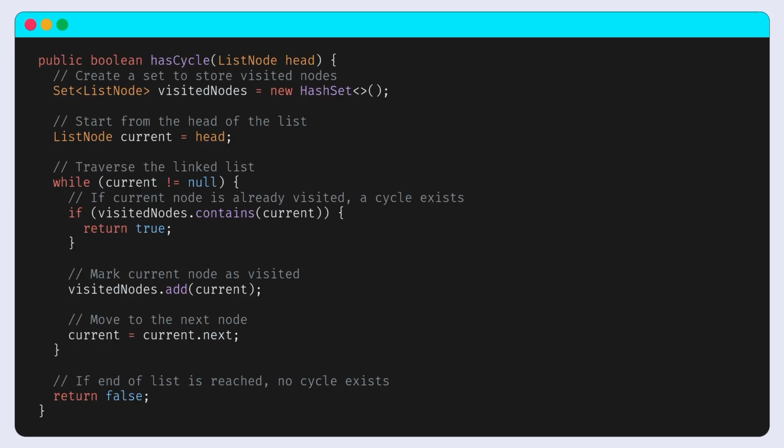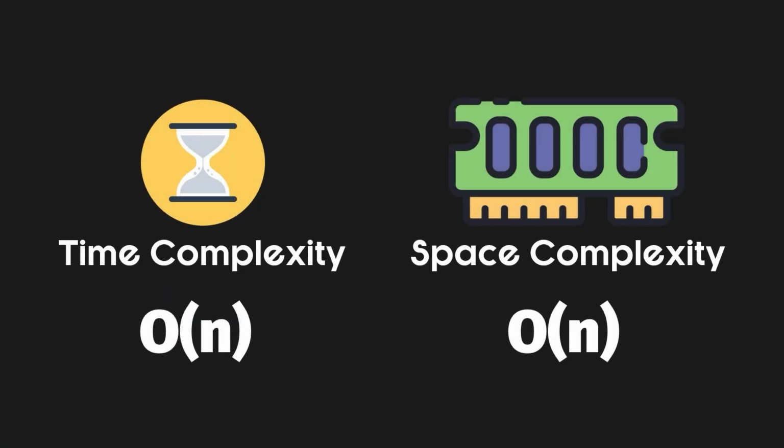As for the time complexity, this approach runs in O(n) time, where n is the number of nodes in the linked list. In the worst case, we may have to visit every node once before detecting a cycle, or reaching the end of the list if there is no cycle. The space complexity is also O(n), because we store each visited node in a hash set. If there is no cycle, we end up storing all n nodes. And if there is a cycle, we store up to the point where we detect the repeated node.